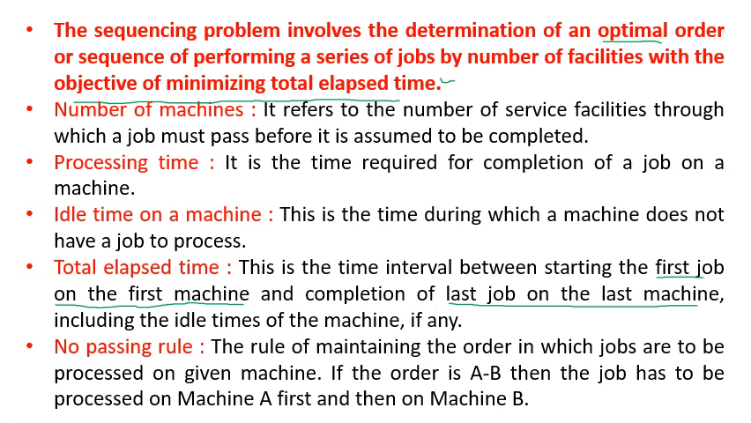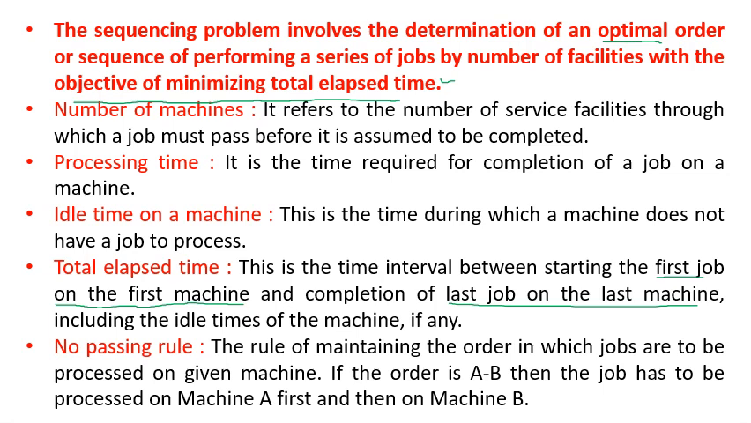If the order of the machines is given as AB, then the job has to be processed first on machine A and then on machine B. If the order is given as BA, then the first processing of the job should happen on B, and once it is complete on B, then it has to go to A. So throughout, once it is said that the order is AB, then throughout the problem, the order will be AB only. So that is called the no passing rule.